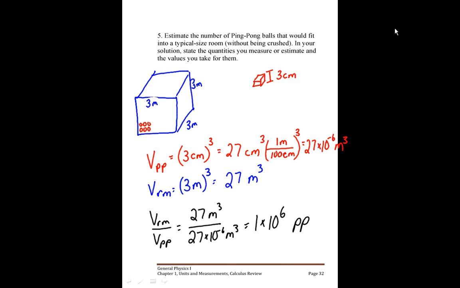So about 1 million ping pong balls to fill a smallish sized room, and that's probably actually a little bit of an underestimate because remember that we made the assumption that they were cubes and not spheres, but actually they can get closer together if they're spheres. So it's a bit of an underestimate, but it's an estimate nonetheless.